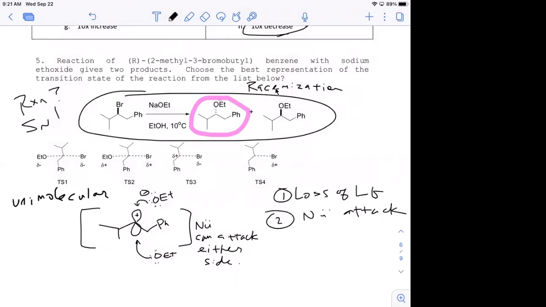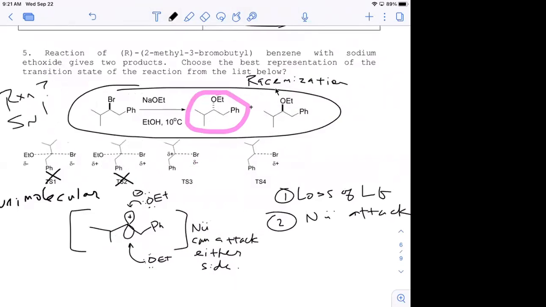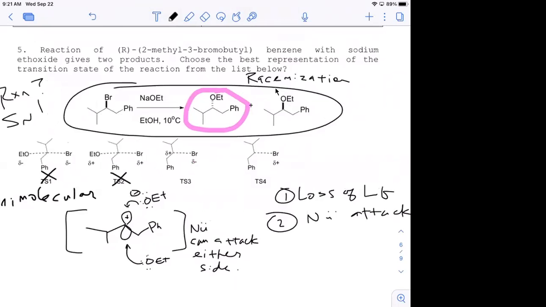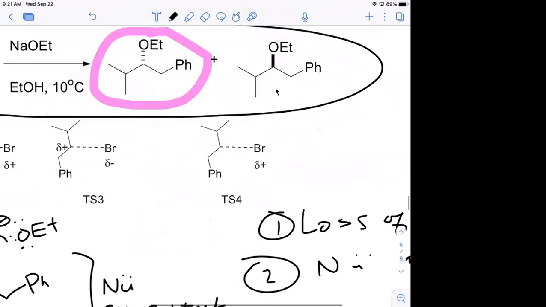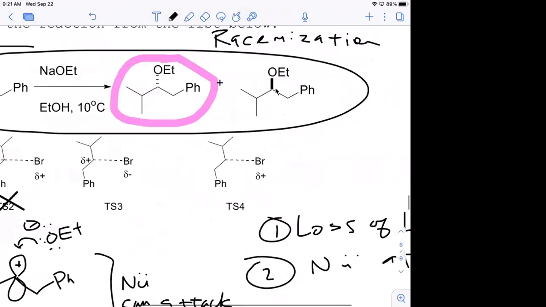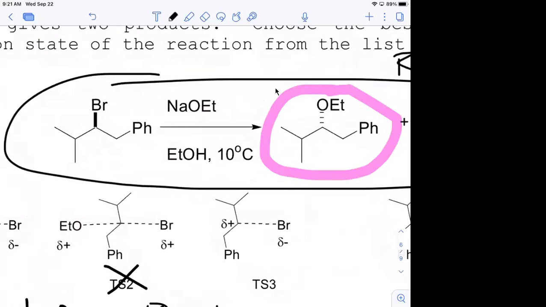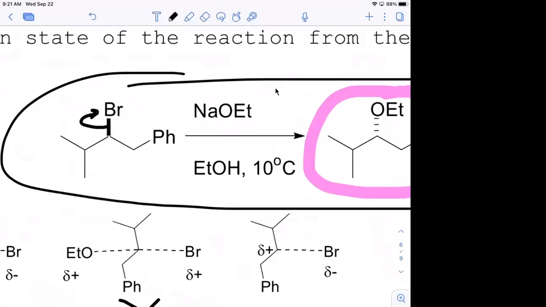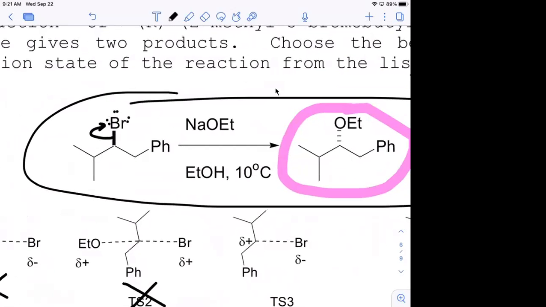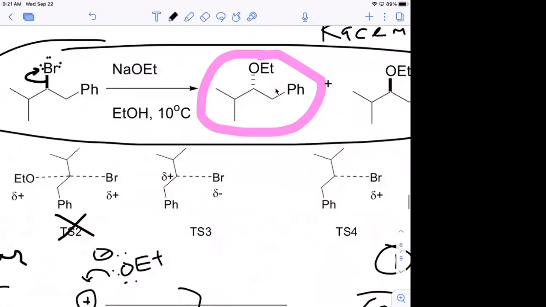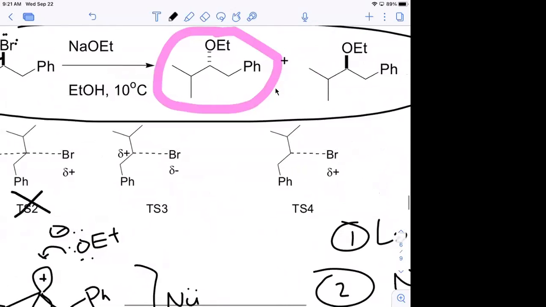1 and 2, right? Because both of those involve the nucleophile. So we get rid of those, we don't need them. All right, now between 3 and 4, which one of those is accurate? If the first step is the loss of the leaving group, which happens like this, where the electrons in that bond leave with bromine, which transition state between 3 and 4 is going to be the correct one?